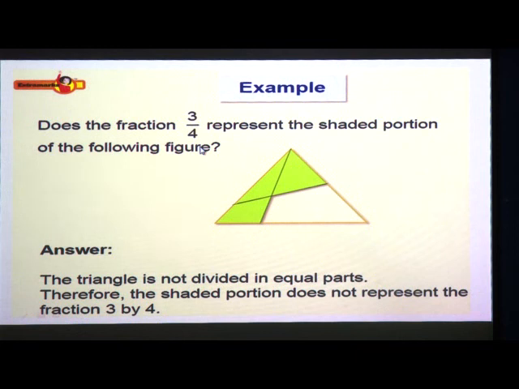It does not satisfy the rules, because the triangle is not divided into equal parts. So, that is why we cannot say the fraction is 3 by 4. Therefore, the shaded portion does not represent the fraction 3 by 4, because this triangle is not divided into 4 equal parts.